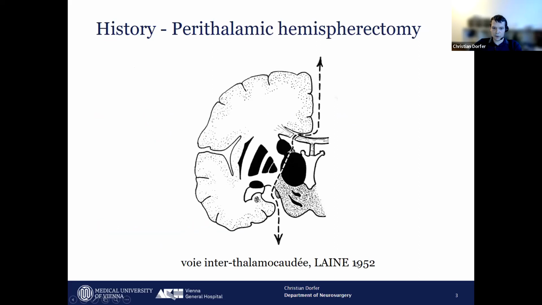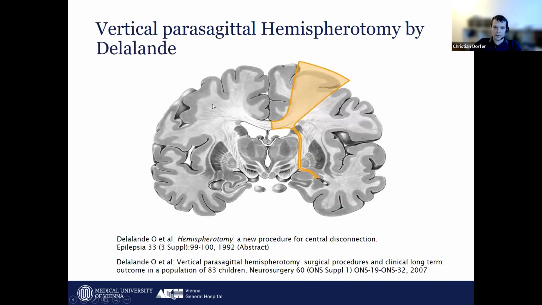So with regard to history, this is the first image, at least that I know of, from Lane in 1952 about the voie interthalamo-caudée. Sorry if my French is not correct, but here you see the disconnection line between the thalamus and the caput nucleus caudati. And 40 years later, Olivier Delalande first published in an abstract in 1992 his technique of a vertical parasagittal hemispherotomy, where you see the disconnection line here on the coronal view.